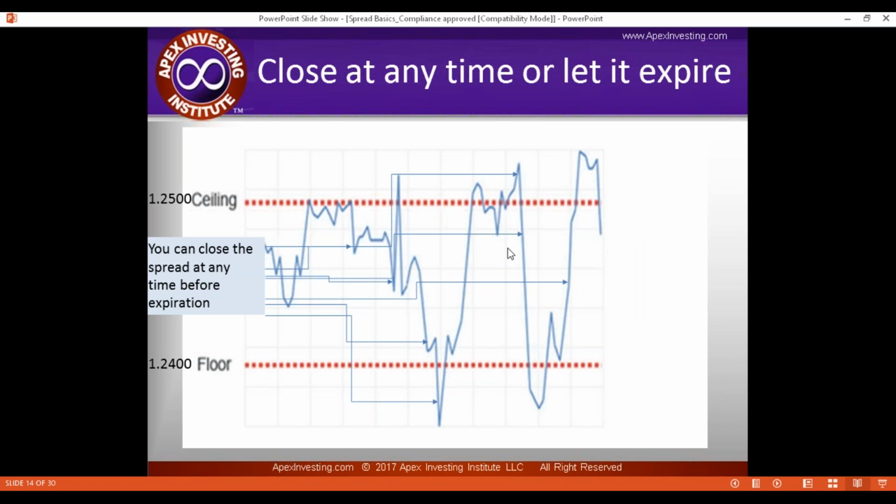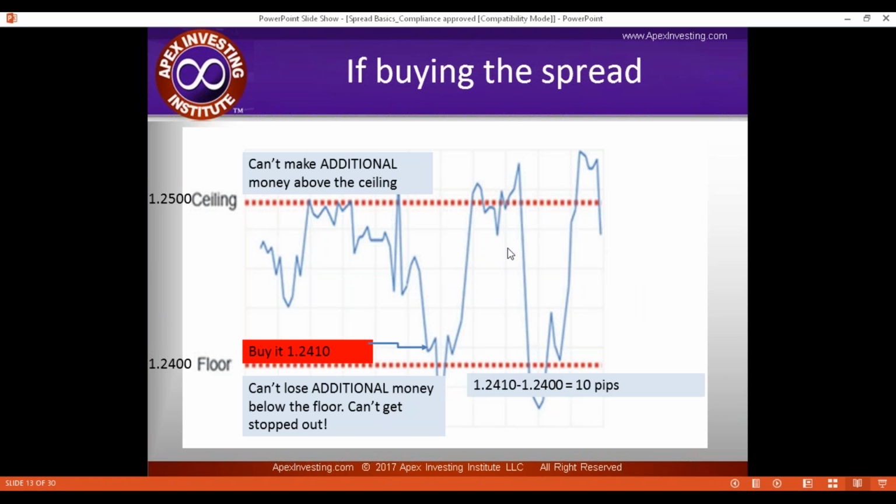Now, a couple questions here. If I bought this spread at 24.10 and then the market goes up to 24.50 and I want to just get out of it then. I gotta go. I can't wait till expiration. I gotta go. So I bought it for 24.10 and I sell out of it at 24.50.